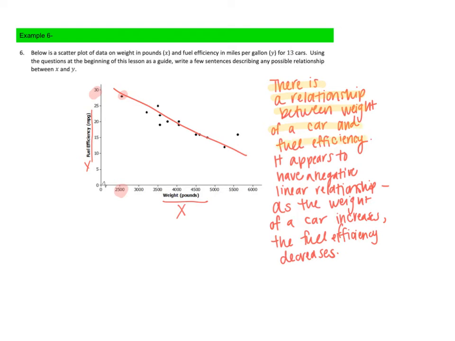We found that it appears to have a negative linear trend. And then we just describe that trend. So as the weight of a car increases, the fuel efficiency decreases. Okay, make sure you have it down, and we're going to move on to the next one and do the same thing. You will have to do this on your exit ticket today, so just make sure you know how to put your answers into sentences based on your graph.